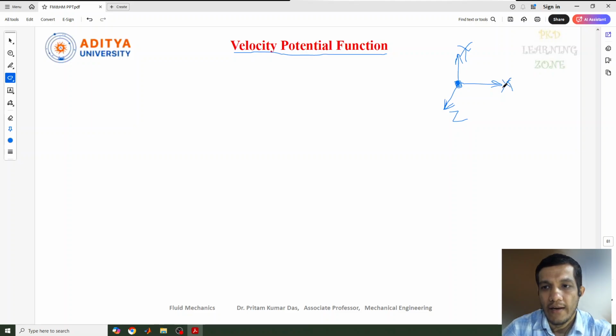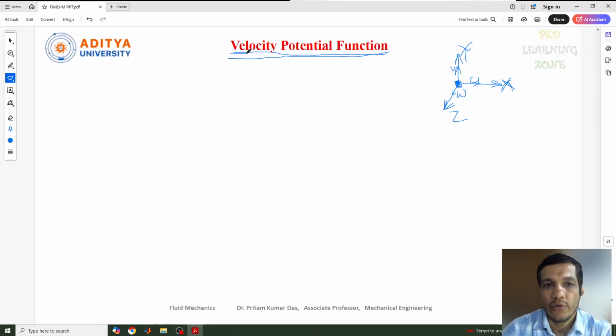Along with the direction, the fluid velocity can also change. So I'll mention the velocity of this fluid as u, here it is v, and in the z direction, let's suppose w. So these are the three different velocities of a fluid moving in three different directions. Similarly, there will be three different accelerations, but we won't discuss acceleration here, only the velocity potential function.